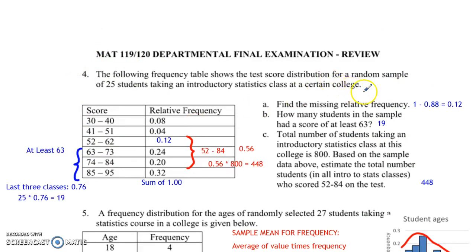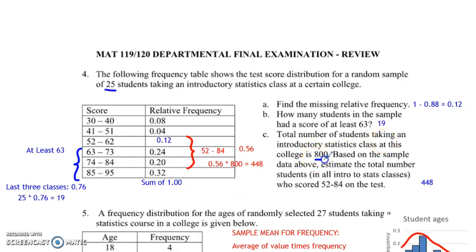For number 4, we're asked to find the missing relative frequency. Relative frequency always sums up to 1.00. That represents 100%. If it's a probability distribution, it does the same thing. The students that had a score of at least 63, from 63 and up, we got 0.24, 0.20, and 0.32. That's 0.76 in total. Then we multiply that 76%, you can think about it like percent, times 25. And the 25 is coming from here. It's the total number of students. So 76% of 25 is 19.